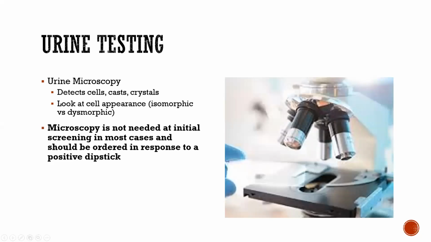Microscopy is generally not needed as an initial screening. Usually you first get the dipstick, and if that's negative, there's really no reason to pursue microscopy for the purpose of microscopic hematuria. But if the dip is positive, then this would be the confirmatory test. Next slide, please.